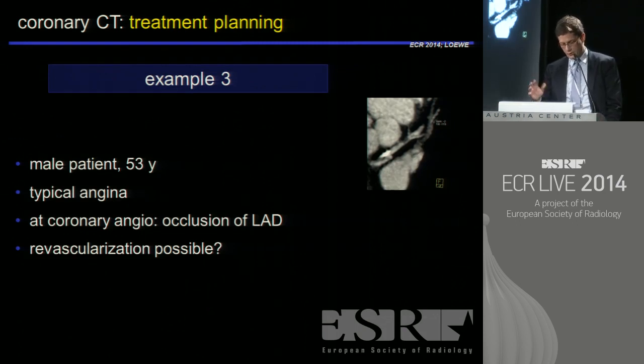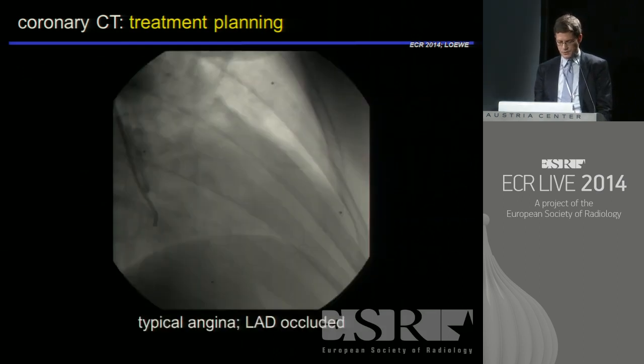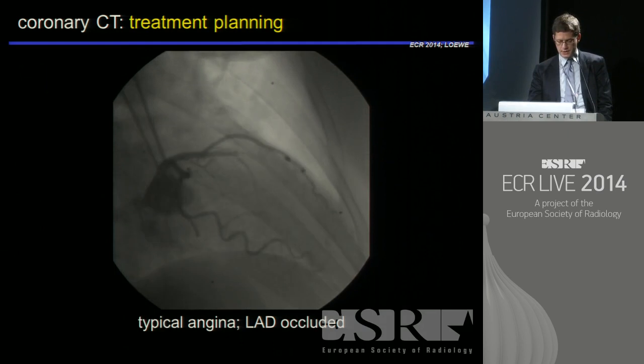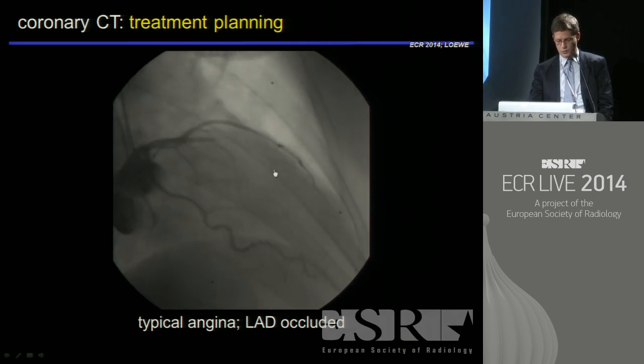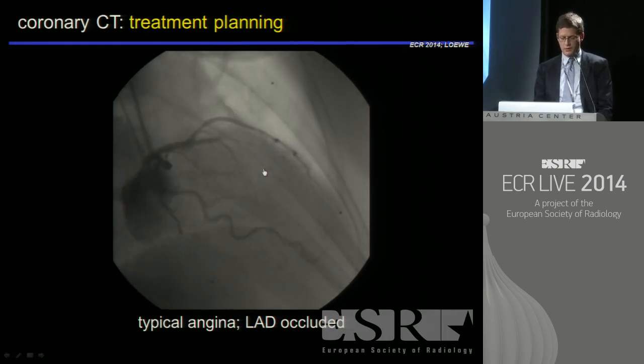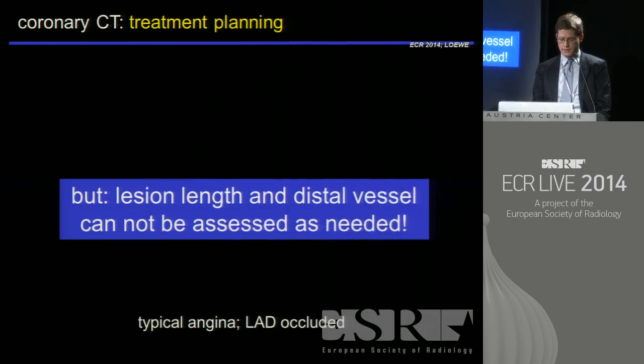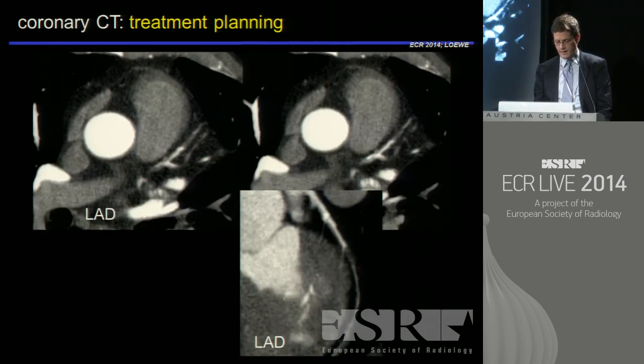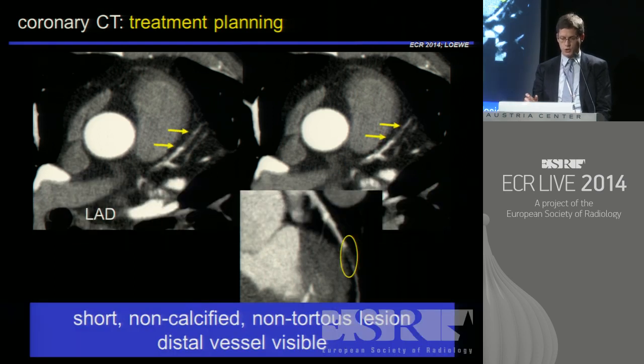It was an around 50-year-old male patient coming with an occluded LAD. So this is the coronary cath. You see here the occlusion, but it was not possible to assess at coronary angio the length of this occlusion, so it was not clear if there is any distal outflow vessel and if the revascularization could be helpful. So after the coronary cath, the patient was sent to CT, and we could answer the question very easily, and we could demonstrate that the occlusion was a very short one, a very straight one without any calcification.